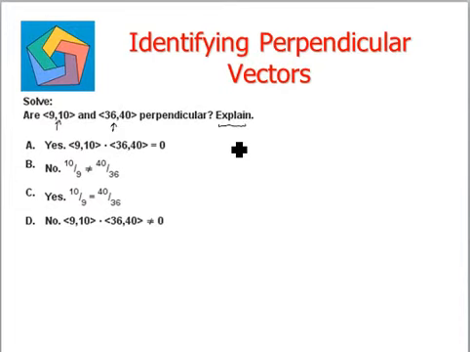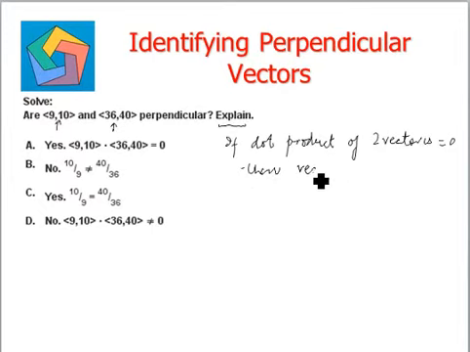If the dot product of two vectors is 0, then the vectors are perpendicular. So we have to find out the dot product and see whether it is 0 or not. If it comes out to be 0, then the vectors are perpendicular. If not, then they are not perpendicular. So let's find the dot product.